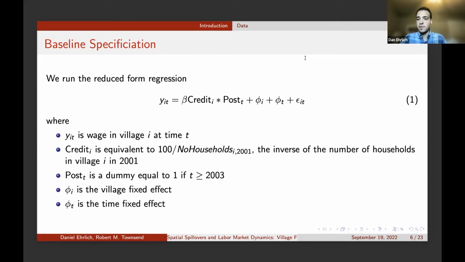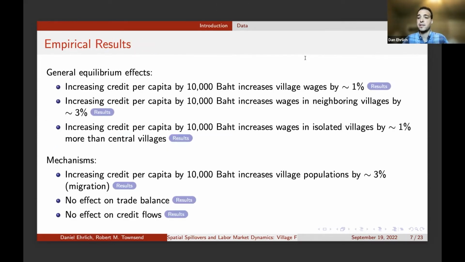So in the interest of time, I'm going to give you the highlights of the results. I'm happy to come back to them during the Q&A and show you the actual tables. But since we only have 25 minutes, I'm just going to give you the highlights. So we're going to document three general equilibrium effects, or three effects on wages. The first is what we think of as the direct effect, which is that increasing credit per capita by 10,000 baht increases villages' wages by around 1%. So if my village got more funding per capita, wages in my village are going to go up.